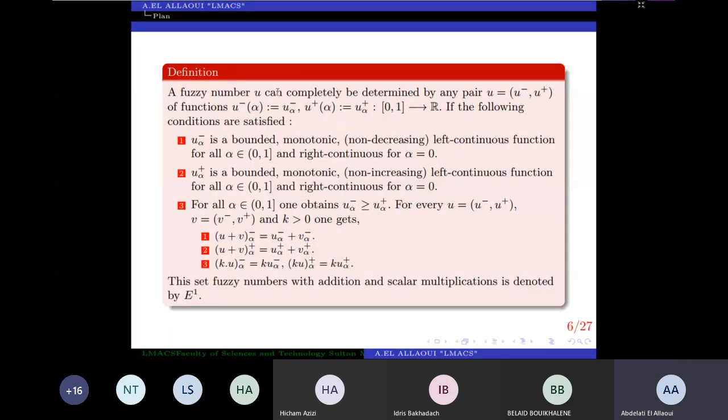So a fuzzy number can be defined by any pair (u⁻, u⁺), where u⁻ and u⁺ are two functions defined on [0, 1] with values in R, and satisfy the following properties. And we denote by E¹ the space of all fuzzy numbers.